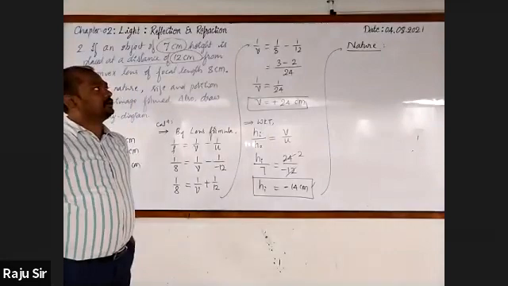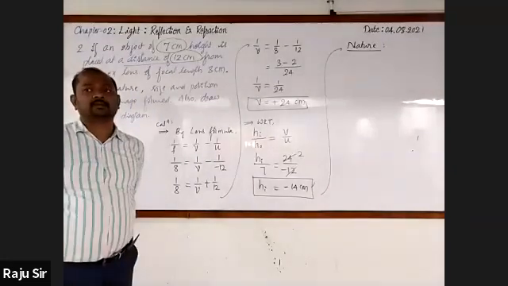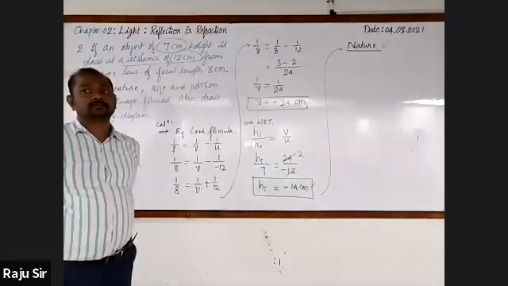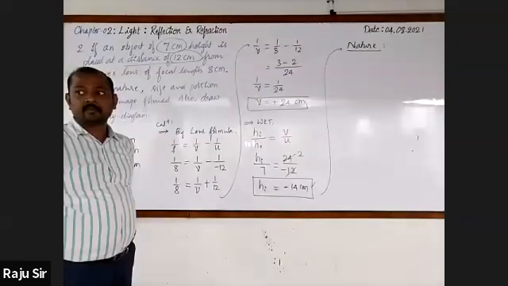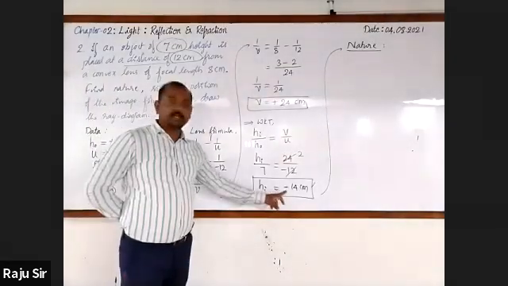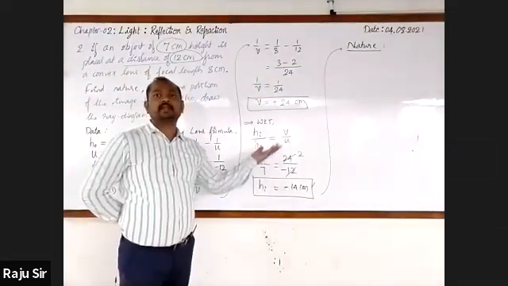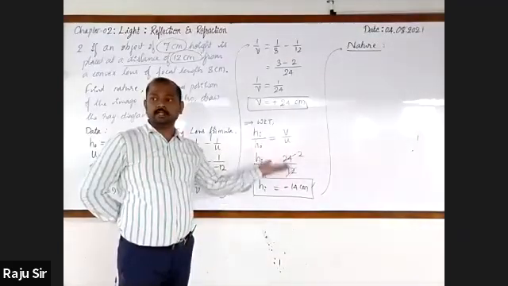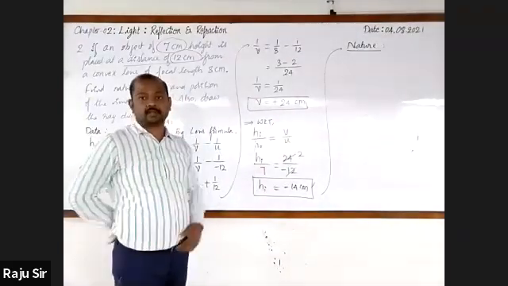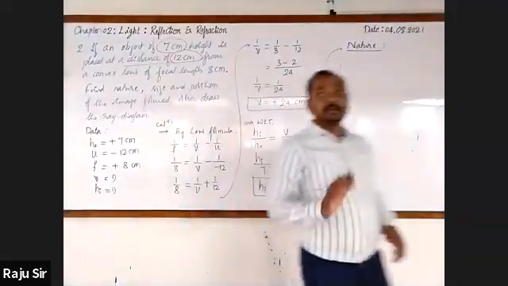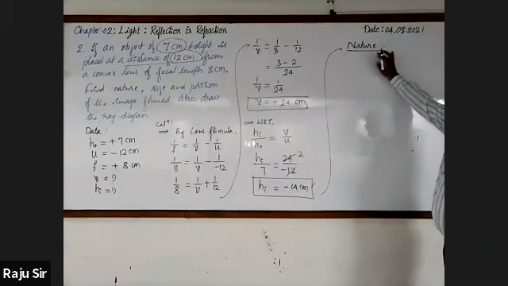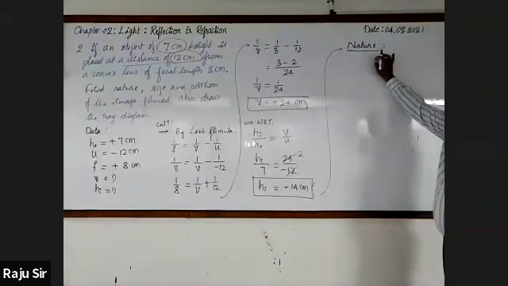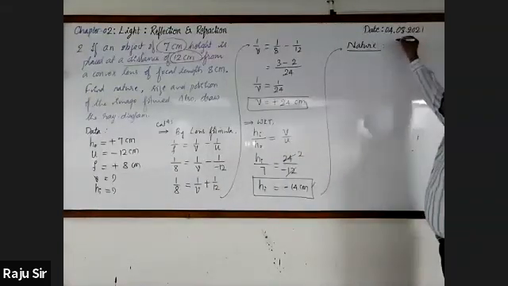How do you decide the nature is real and inverted? The height of the image is negative, so the image is inverted. And by the image distance being positive, we conclude that the image is real. We are writing about the nature of the image by using this.